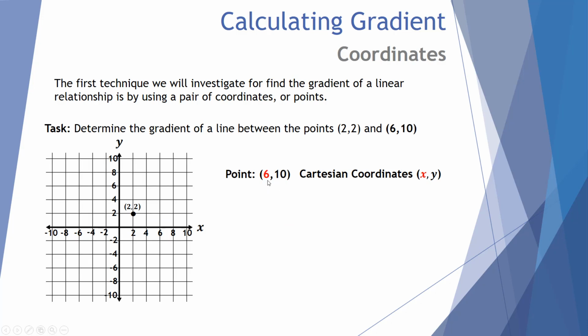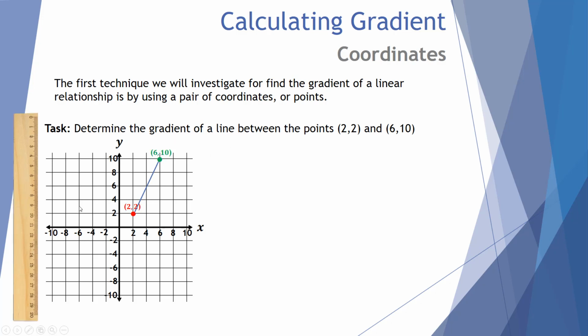Our second point has an x value of 6 and a y value of 10. So we find an intersect point at the top here, and we label that point 6, 10. So we have our 2 points and our line joining. Now the task is to determine the gradient between these 2 points.